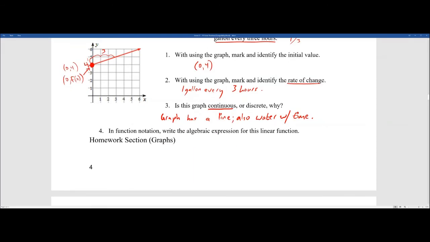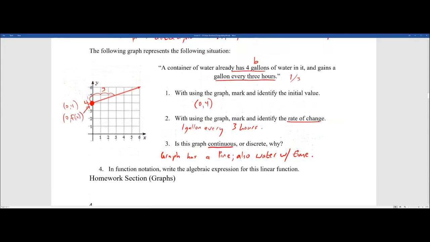Now, number 4, in function notation, write the algebraic expression for this linear function. So remember, it's y equals mx plus b, but we're writing in function notation, so it's going to be f of x equals my rate of change, which again is 1 gallon every 3 hours, times x to represent per hour, plus the initial value, which was what we started with, 4 gallons. And that would be our function notation.